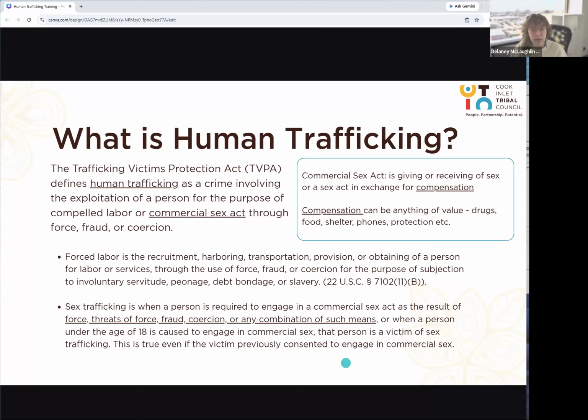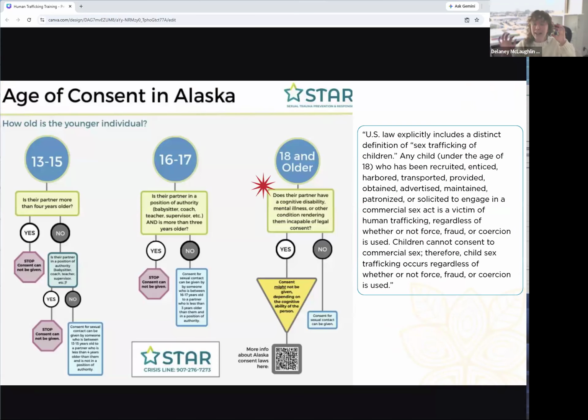Now we're going to dive in and talk very briefly about consent, because in the scope of Alaska, consent laws are really confusing. So STAR, Stand Together Against Rape, which is another awesome agency in Alaska, put together this infographic that I really dig that dives into the age of consent. The age of consent generally in Alaska is 16. There are some caveats to that.